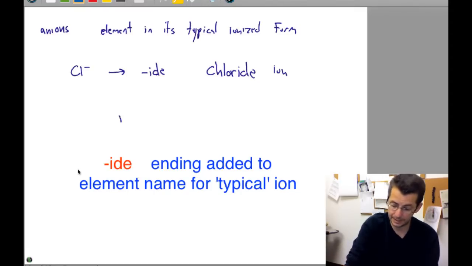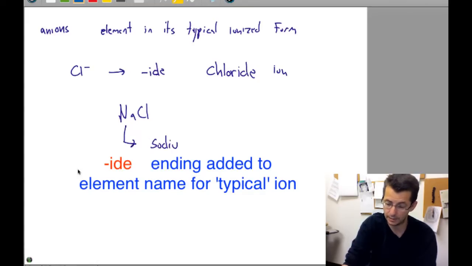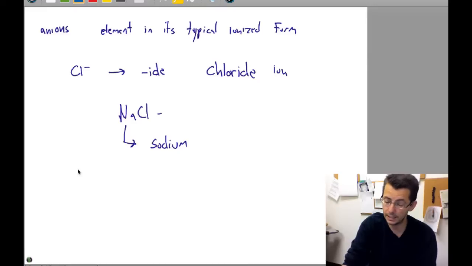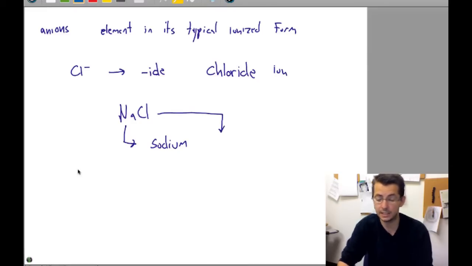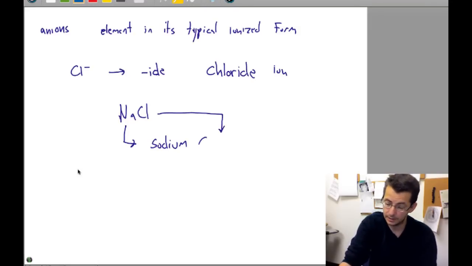So if we have something like NaCl, name the cation, sodium, surprise, with chlorine, the ion in its typical charged state, this is chloride.